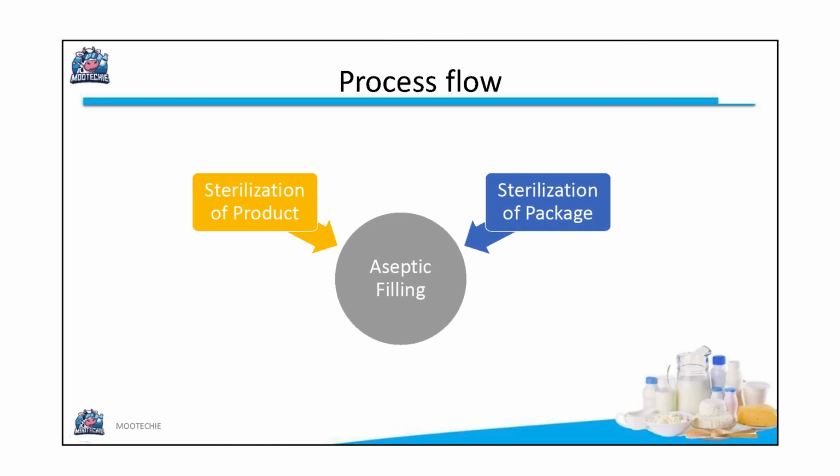The overall process flow for aseptic packaging involves three key stages. First, the sterilization of the product itself. Second, the sterilization of the packaging material. And third, the aseptic filling of the sterile product into the sterile package.